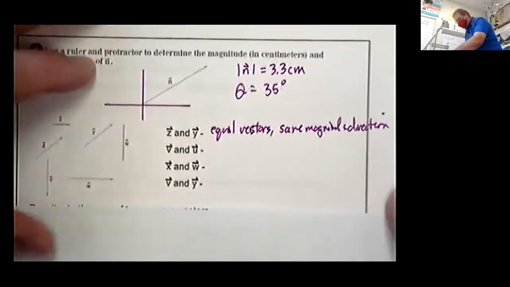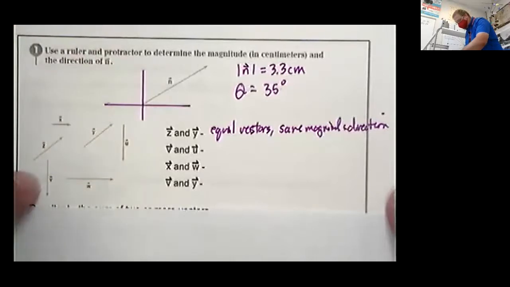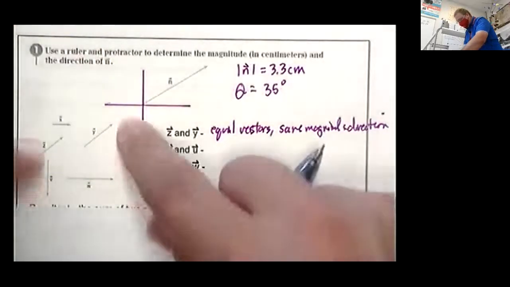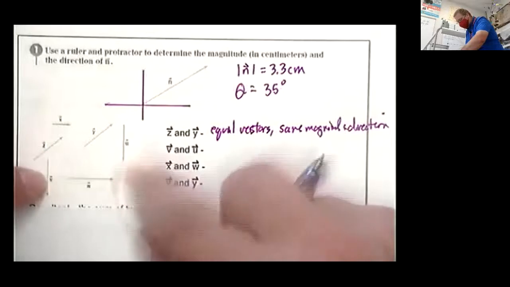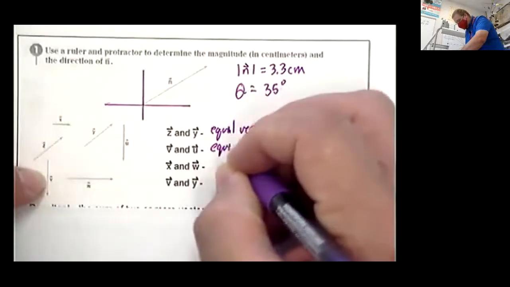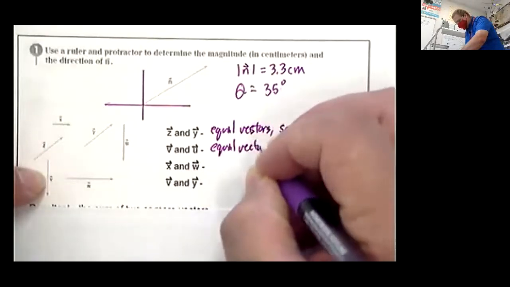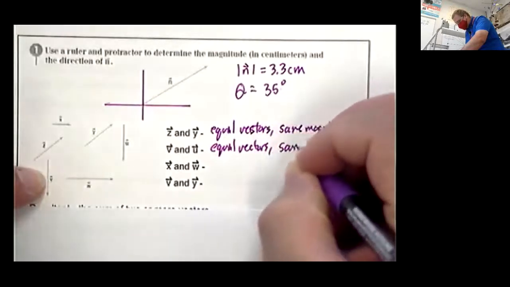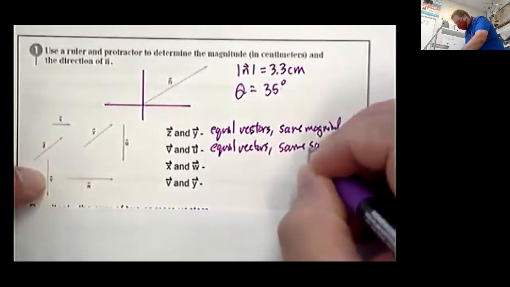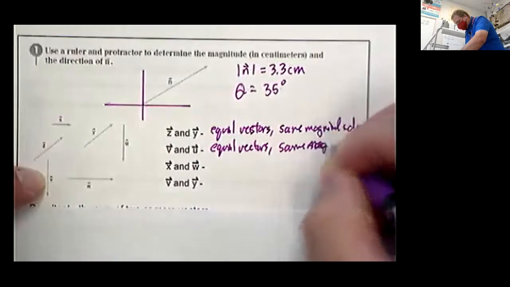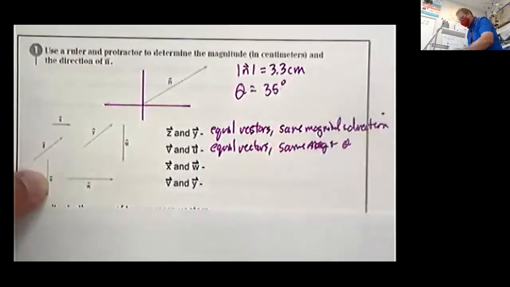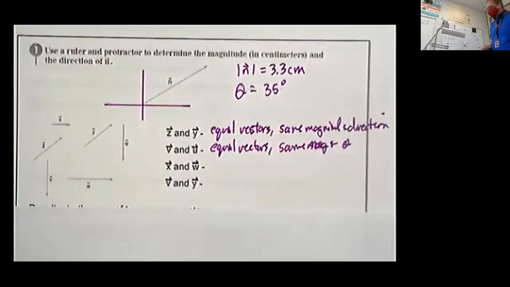What about vector v and vector u? Vector v is here, vector u is here. Well, they look to be the same length. They're both going downward. So again, they are equal vectors, for the same reason. They have the same magnitude and the same direction. So I get x and w.